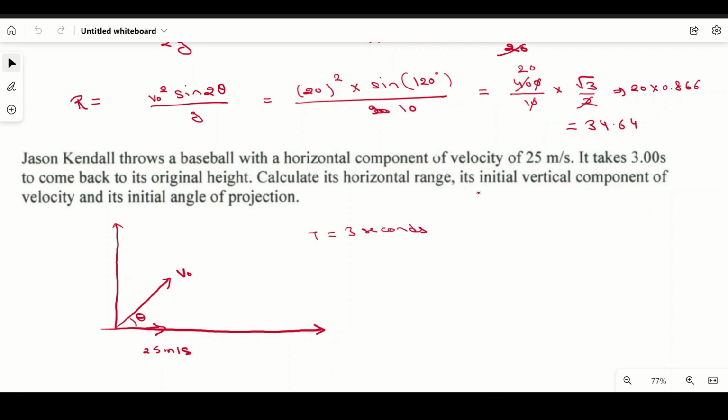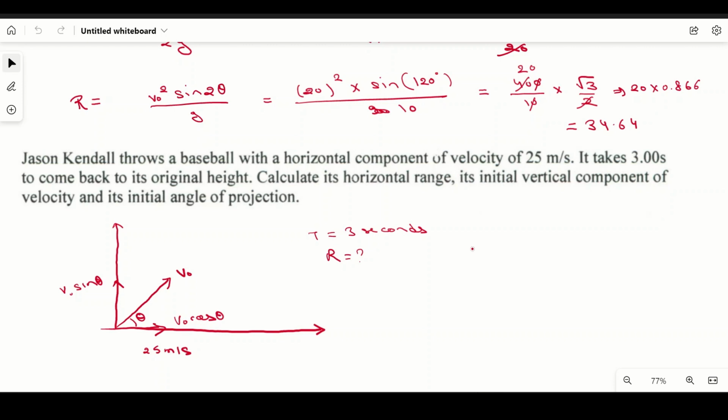Calculate its horizontal range. So we have to find R, the horizontal range, its initial vertical component of velocity, and its initial angle of projection. If this is V naught and this is theta, then the horizontal component will be V naught cos theta and the vertical component will be V naught sin theta. So we have to find V naught sin theta, the vertical component of the velocity, and the initial angle of projection. We have to find theta also. So let's try to find out.